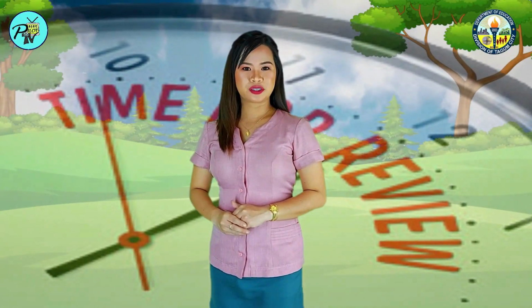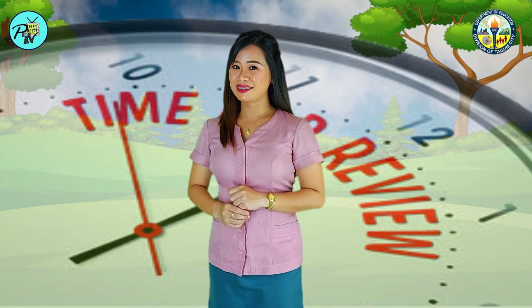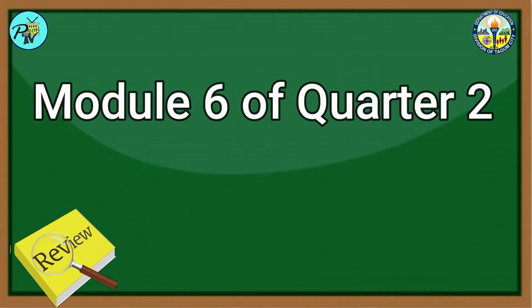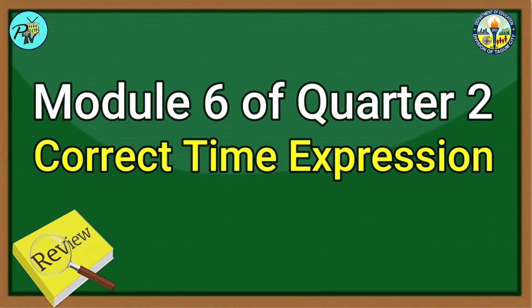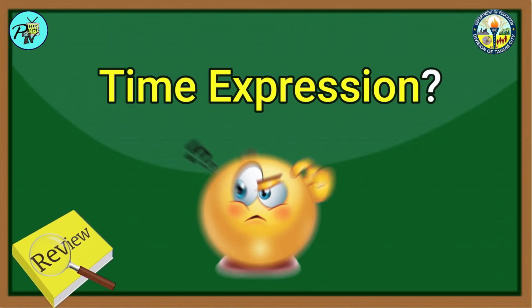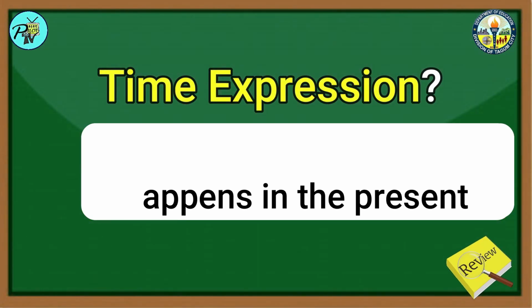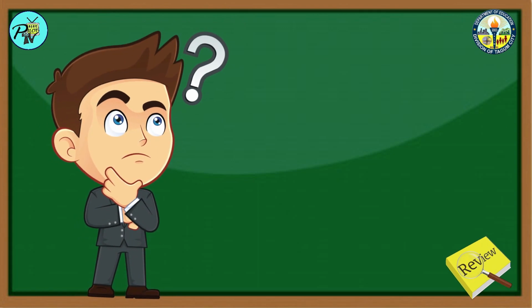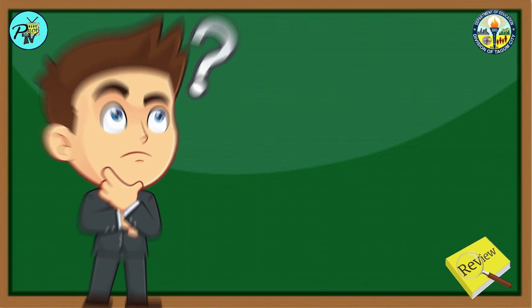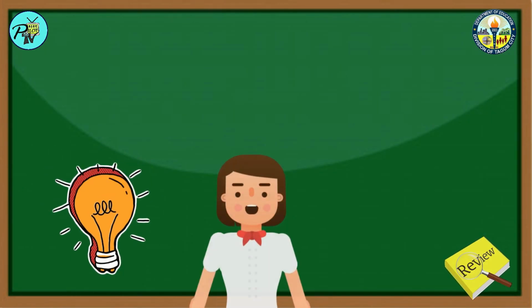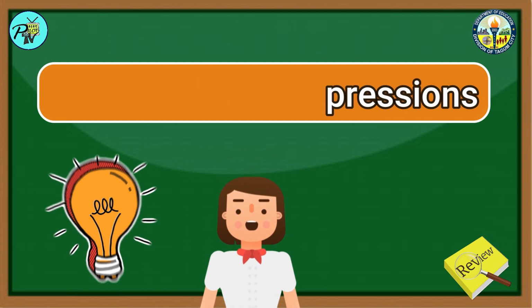Now let's have a short review about the topic discussed on the previous episode. Can you still remember it? Well, let's try to find out. On the last episode of Module 6 of Quarter 2, you have learned about correct time expression. What is time expression? It refers to the action that happens in the present. What are the examples of time expression? Every day, usually, and always. These are the common time expressions.